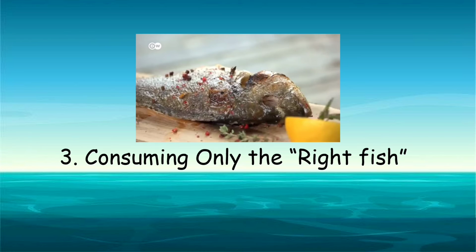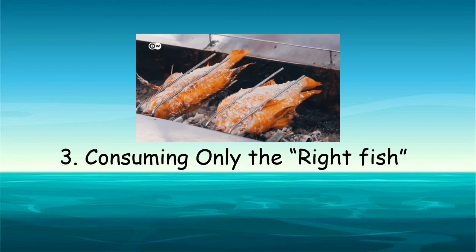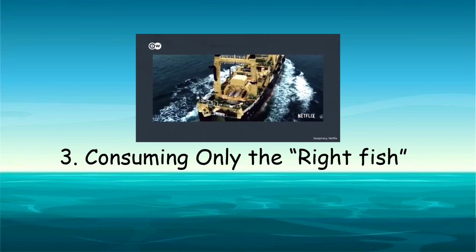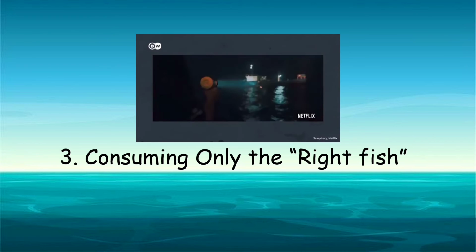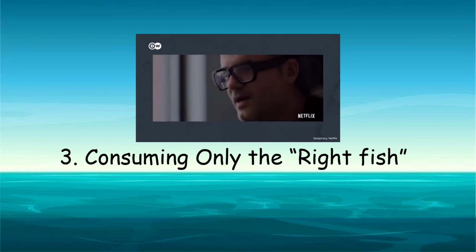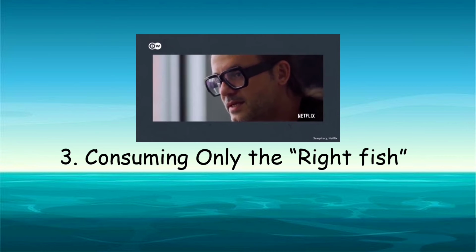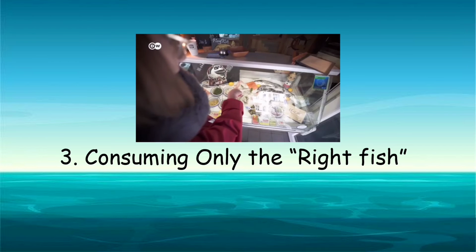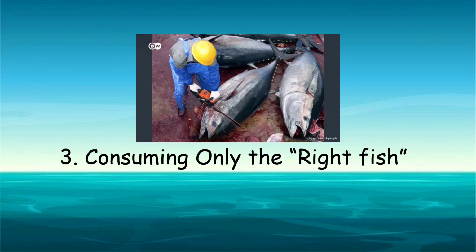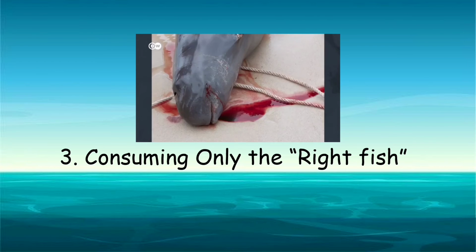Number 3 is consuming only the right fish. In any case, an increase in acidity would make fish consumption a risky affair. This is why the authorities would be tasked with the responsibility of ensuring that only the less harmful fish find their way into the market. So this can be very helpful in reducing the chances of having food poisoning and carbon gas circulation in the environment.